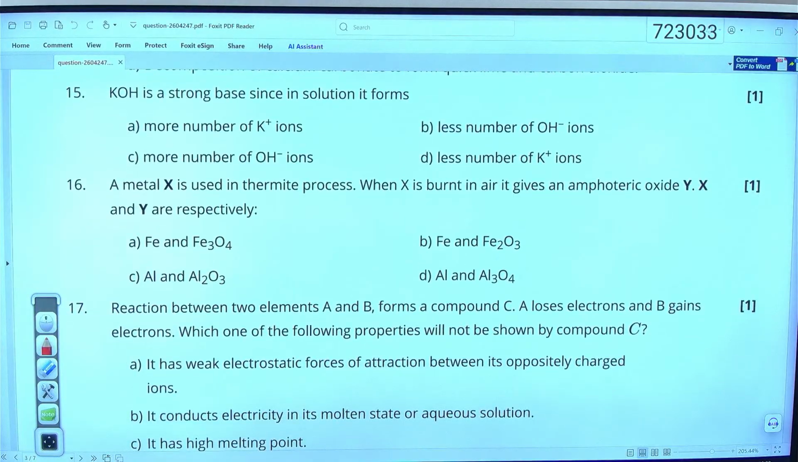KOH is a strong base, since in solution it forms more number of OH minus ions, hydroxide ions.